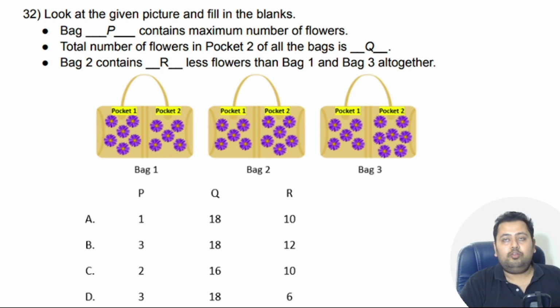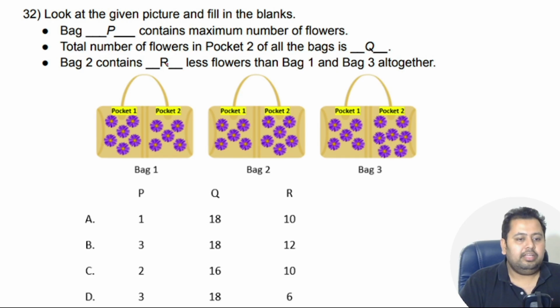This is bag 1, bag 2, and bag 3. Bag 2 contains dash less flowers than bag 1 and bag 3 altogether. So bag 2 contains how many less? You have to first find out how many flowers you have in bag 1 and bag 3 altogether, and then subtract that from the number of flowers in bag number 2. So find out P, Q, and R. Do it yourself first, and then only go to the solution.